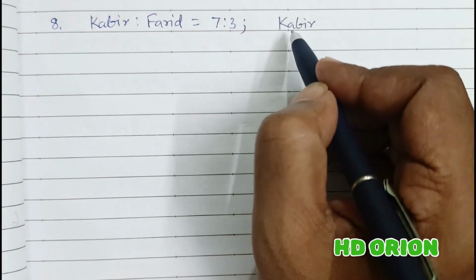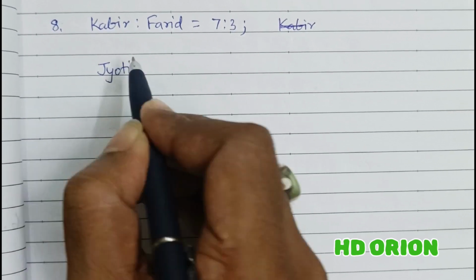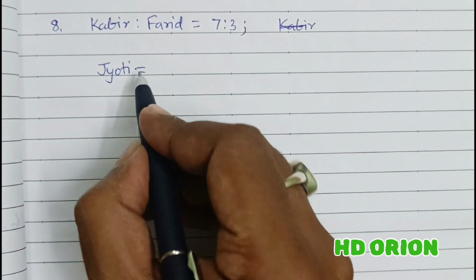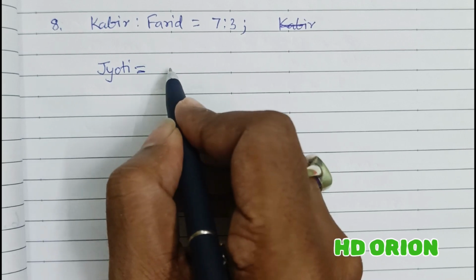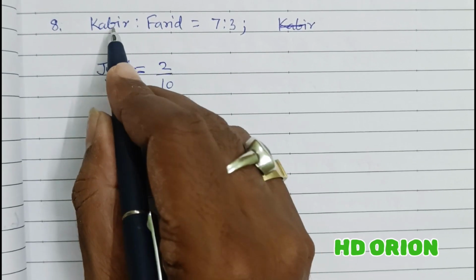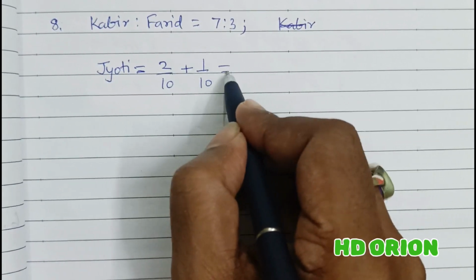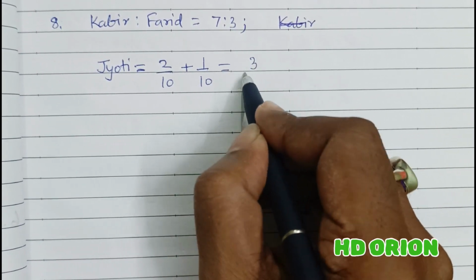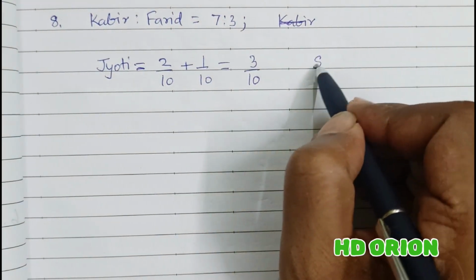And the new partner is Jyoti. Jyoti is the new partner and she is getting 2/10 from Kabir and 1/10 from Farid. So Jyoti's portion is how much? 3/10. Okay.